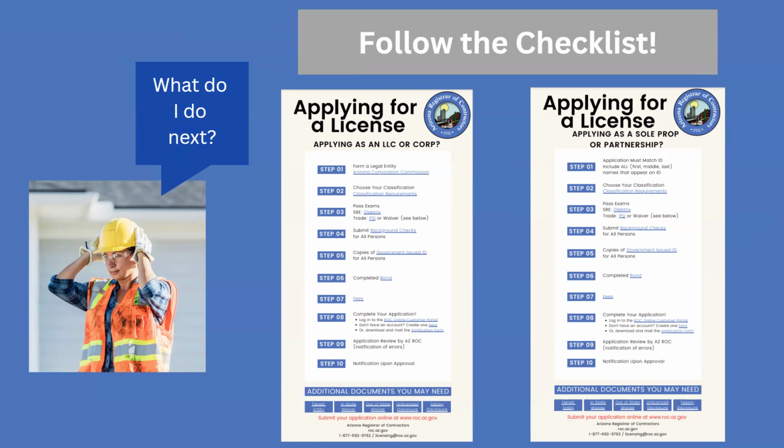If you are registering as an LLC or corporation, make sure that your company is registered with the Arizona Corporation Commission. That will need to be done prior to submitting your application and using the online portal. Choose your classification, pass the required exams, submit the background check, making sure you have everyone's ID and what kind of IDs you can use, ensuring that the bond is completed properly. And then at the bottom of the checklist is where some of those additional documents can be found.